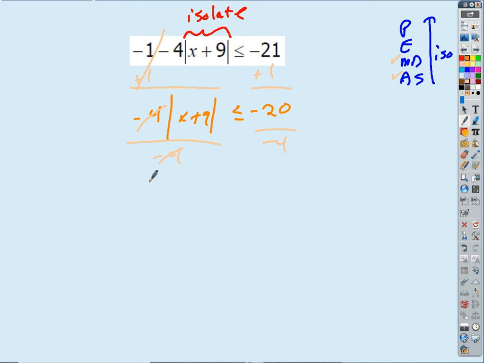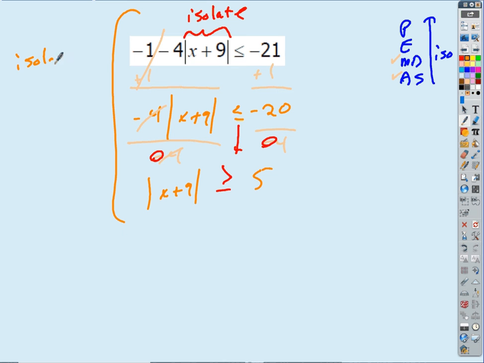Right now, we've got the absolute value of x plus 9 is less than, I gotta flip it, don't I? Right? Because I'm dividing by negatives. I've gotta flip that. And then what is -20 divided by -4? And then just 5. There you go. Yeah, negative divided by negative is positive. Good. Okay, so there's part one. Part one was isolate the absolute value, which we did.